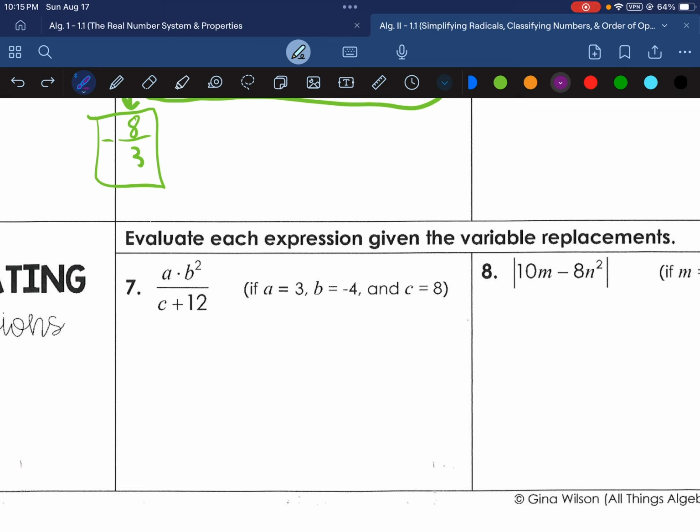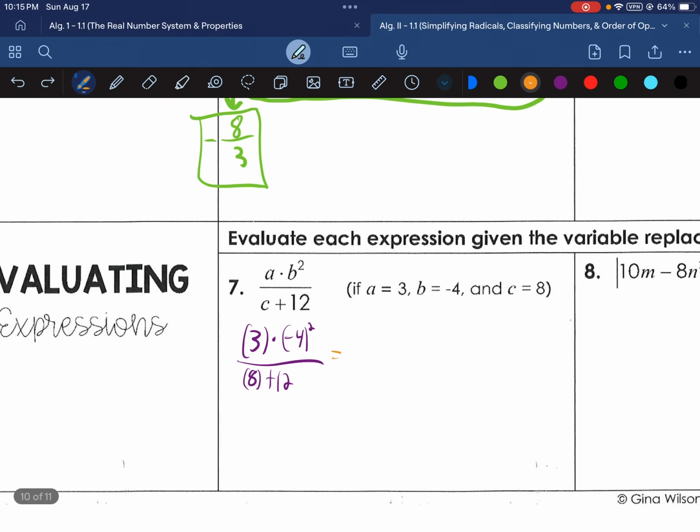So my first step here is, instead of saying it's a times b squared, it's 3 instead of a. Instead of b squared, it's negative 4 being squared. That's an instance where we would need that negative 4 to be in parentheses, and I'll explain that in a moment. On the bottom, it's 8 plus 12 rather than c plus 12. So on the top, this exponent would come first.